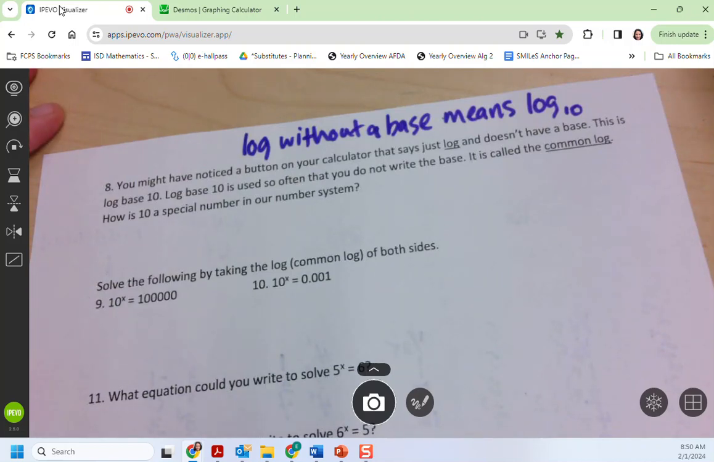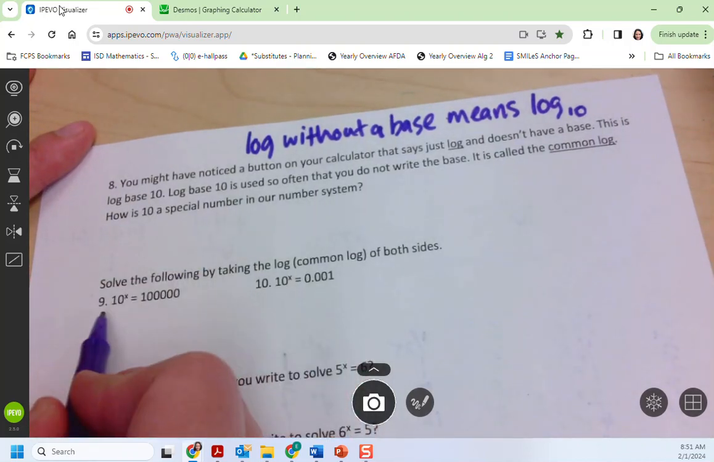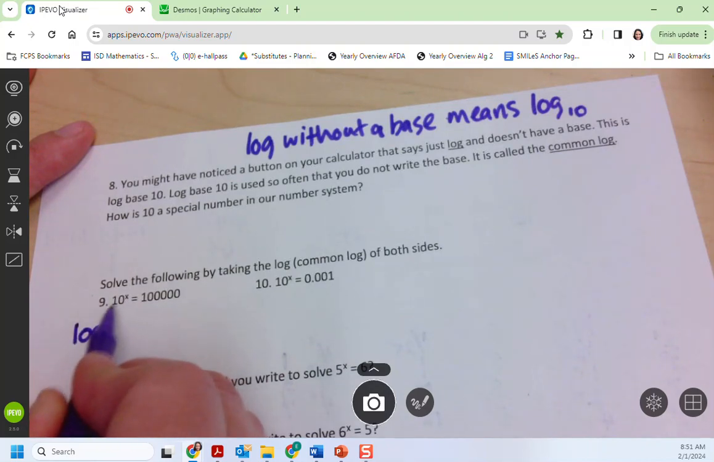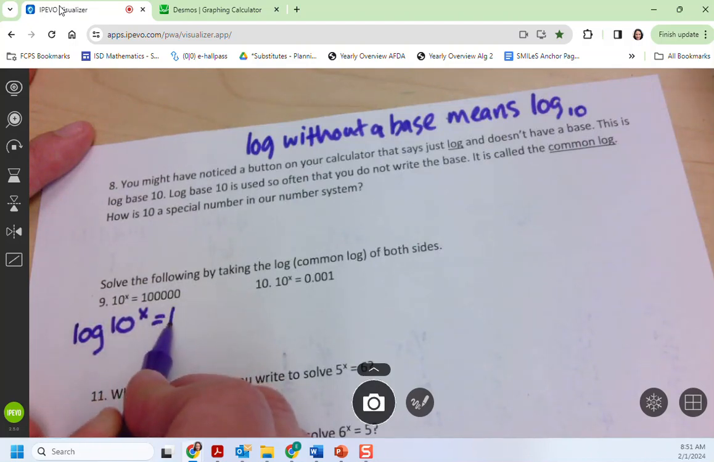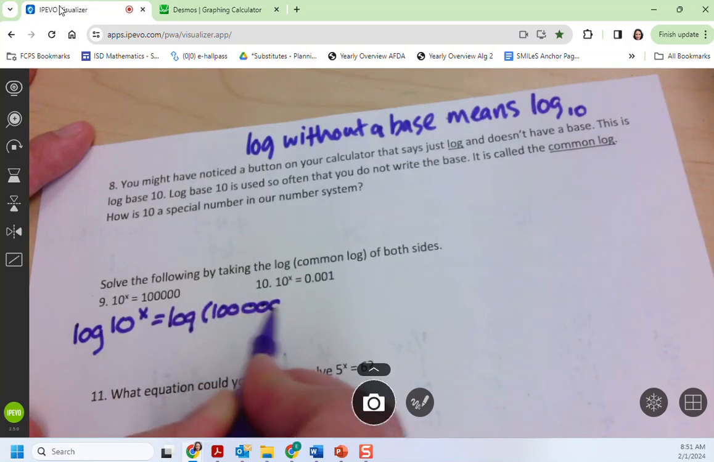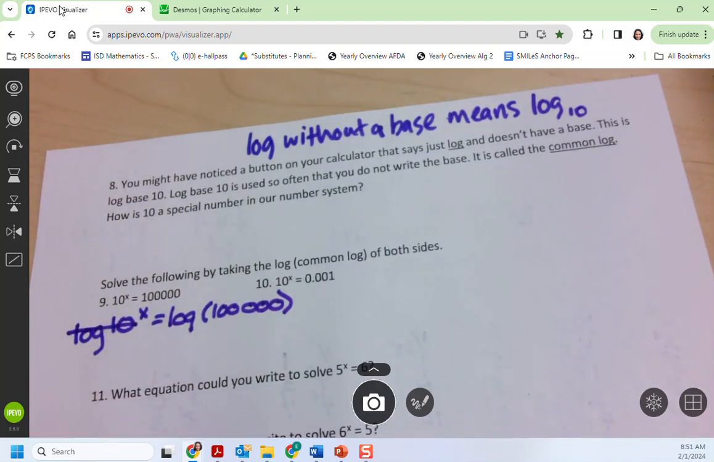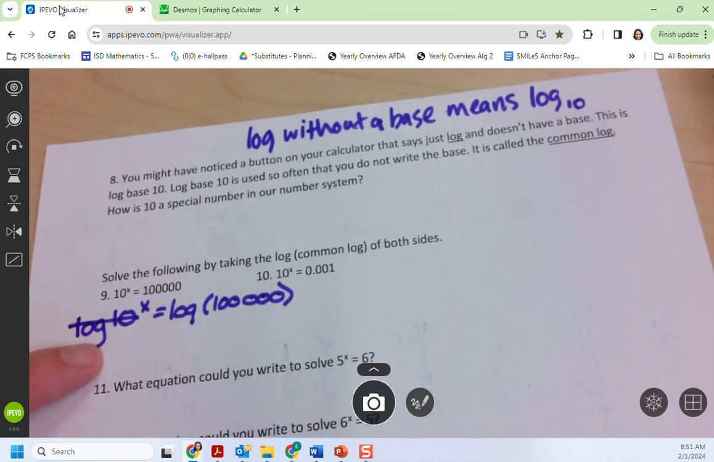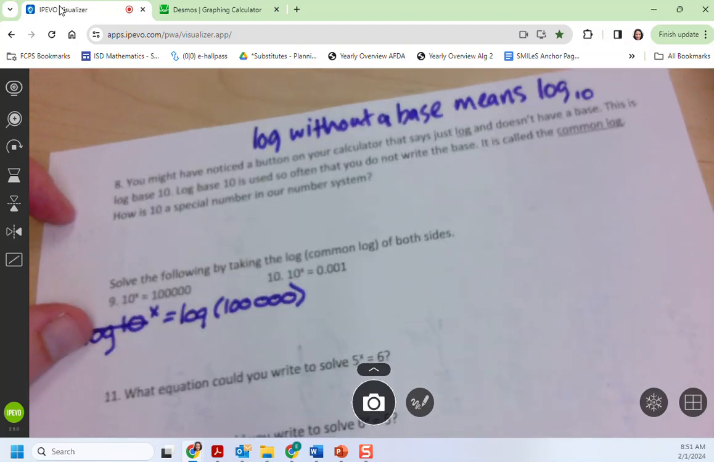All right. So when I type log, it means log base 10, so I don't have to put the base in. Right here, I can solve this problem by just taking the log of both sides because the base is 10. You only do that when your base is 10. This number is 100,000. These are going to cancel out. I didn't put a base on it because when you don't put a base, it means log base 10. Notice the base of my exponential is 10, and so the base of my logarithm is 10.